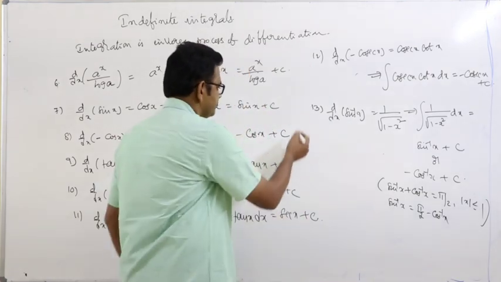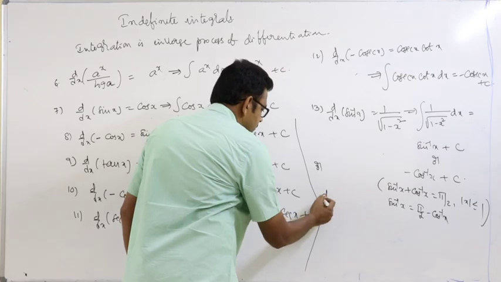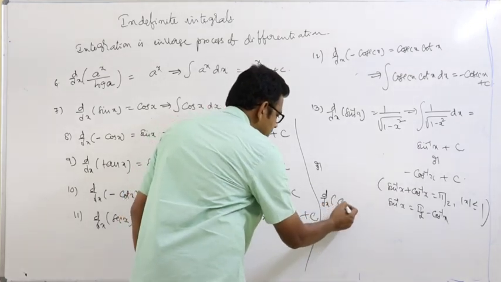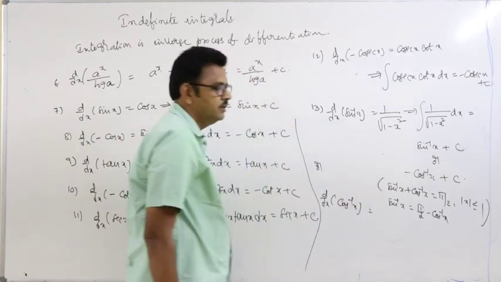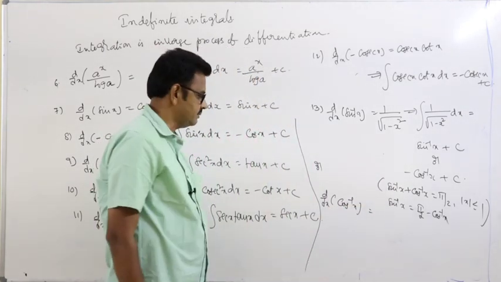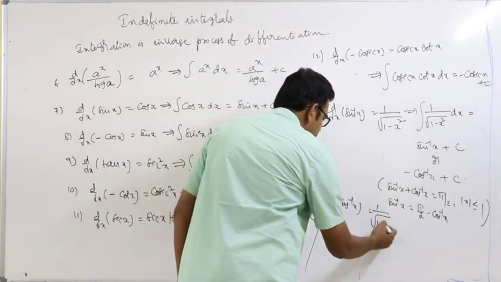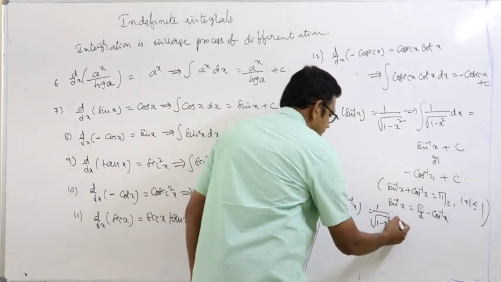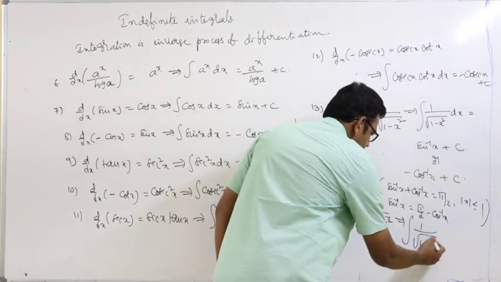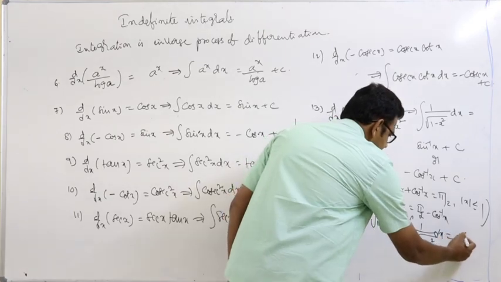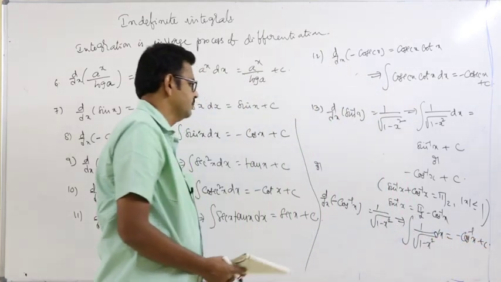Or you can do it like this. Derivative of cos inverse x is equal to minus 1 by root of 1 minus x square, or derivative of minus cos inverse x is equal to 1 by root of 1 minus x square. This implies the integral of 1 by root of 1 minus x square dx is equal to minus cos inverse x plus c. So both are the same.